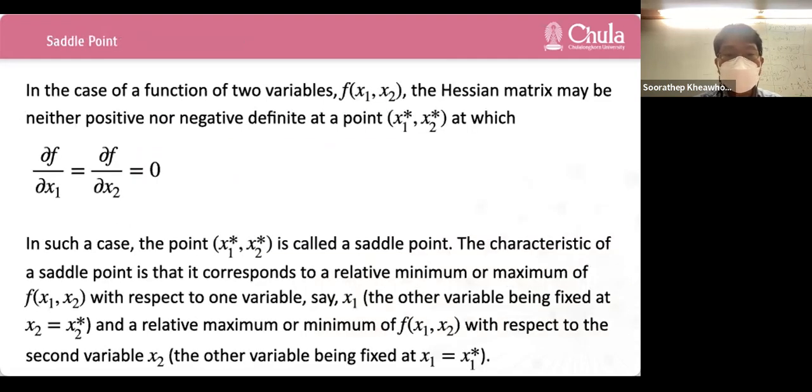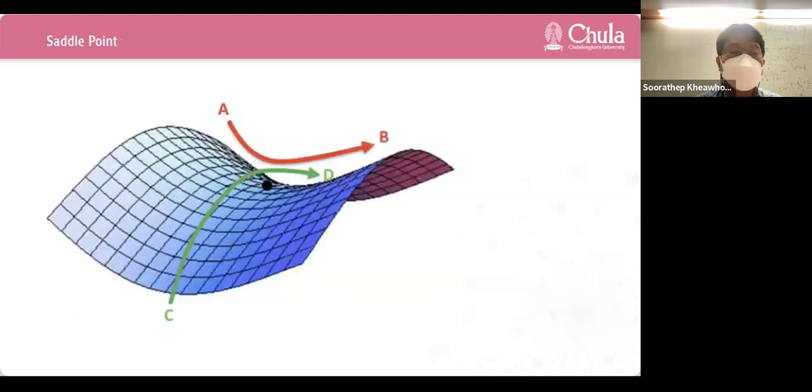So what about the case when you have an extreme point where the Hessian matrix is undefined? That point we call a saddle point.